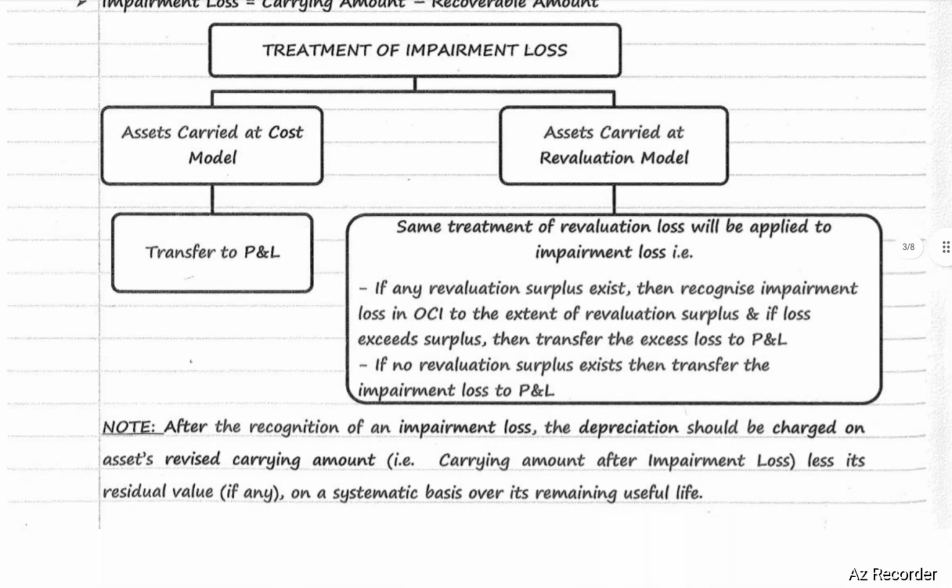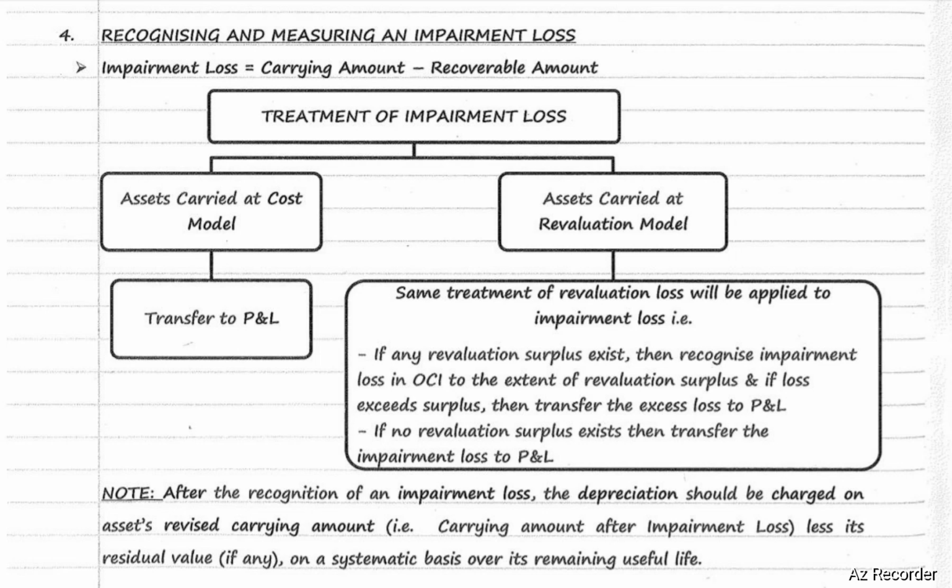After the recognition of impairment loss, the depreciation should be charged on the asset's revised carrying amount. That is, carrying amount after impairment loss, less its residual value, if any, on a systematic basis over its remaining useful life.